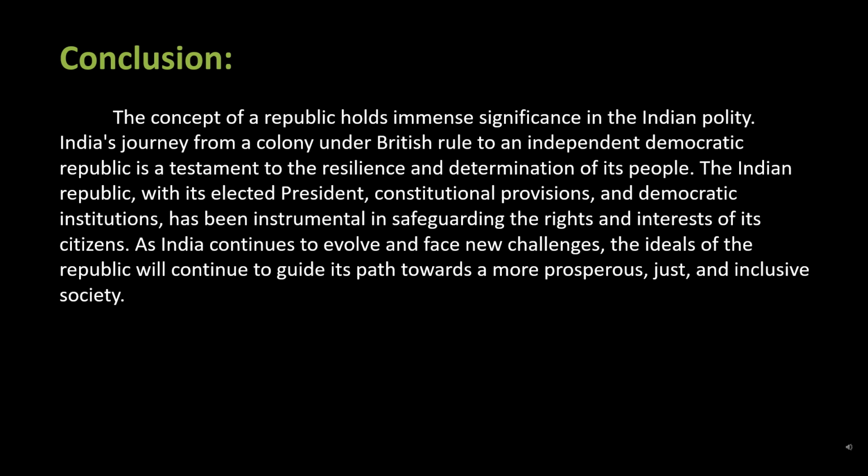As India continues to evolve and face new challenges, the ideals of the Republic will continue to guide its path towards a more prosperous, just, and inclusive society.